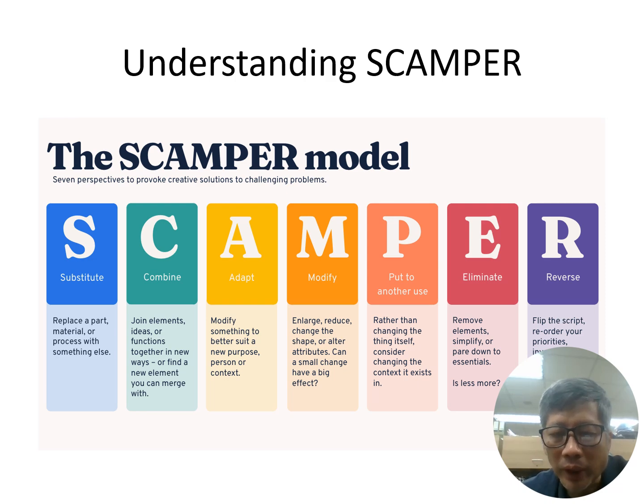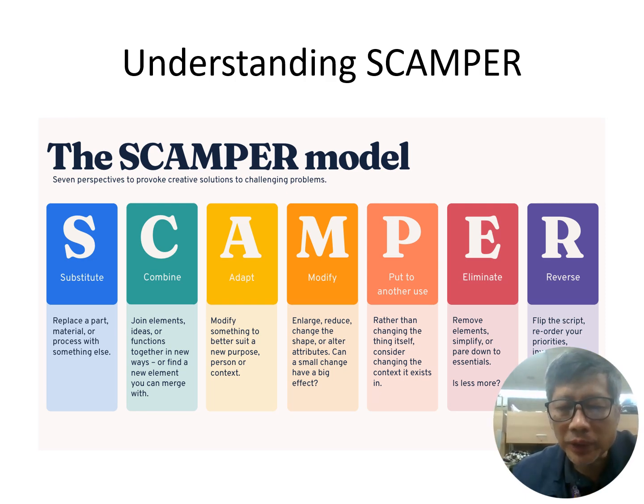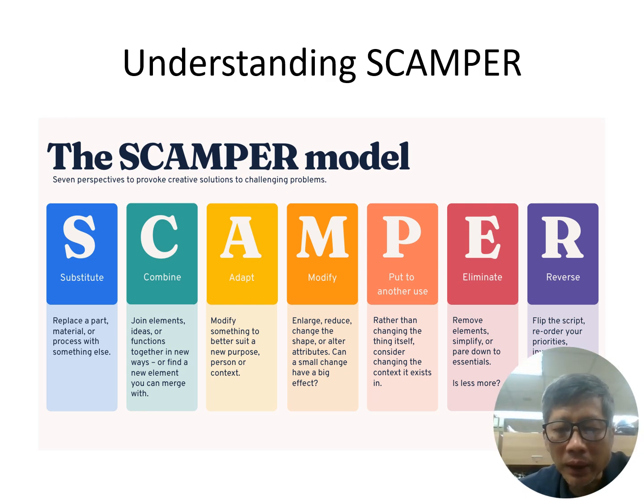M is modify. In modify, we enlarge, we reduce, we change, or what have you. Whatever it is that we need to modify. P is to put to another use. Now, in this particular step, we make use of the same solution, but in another application, or probably in another industry. So that is how it is done.